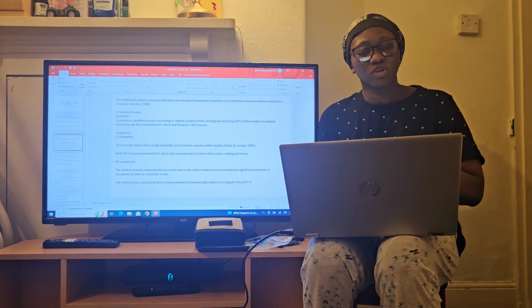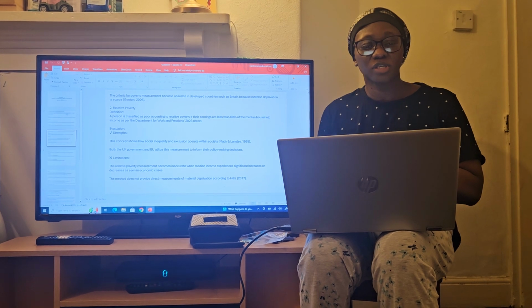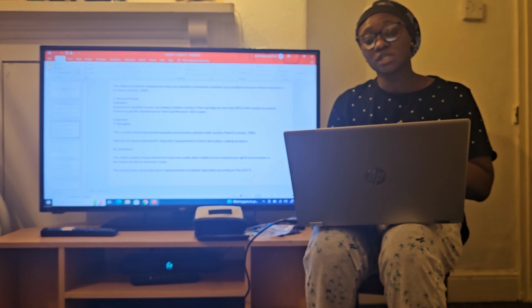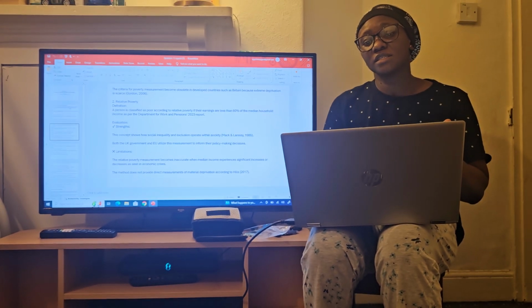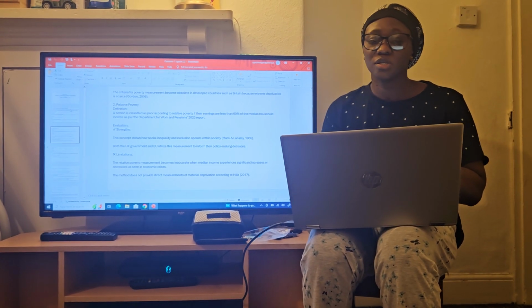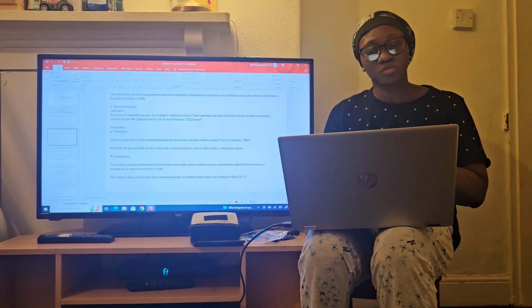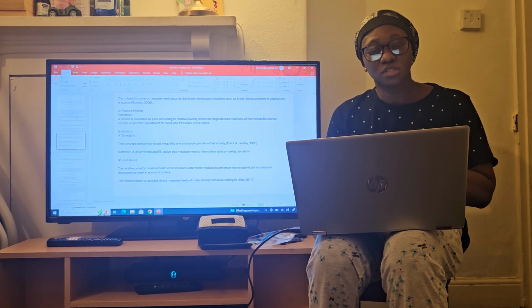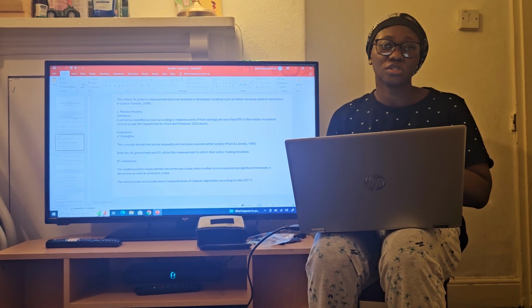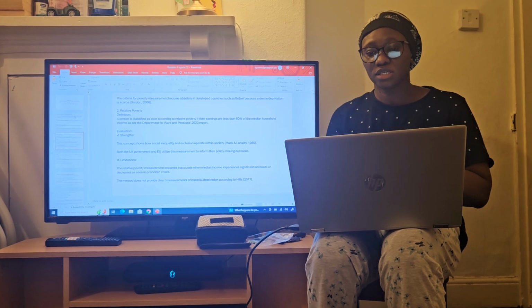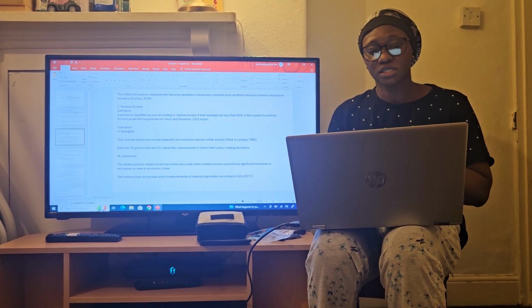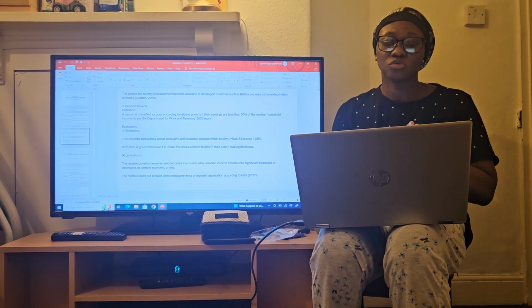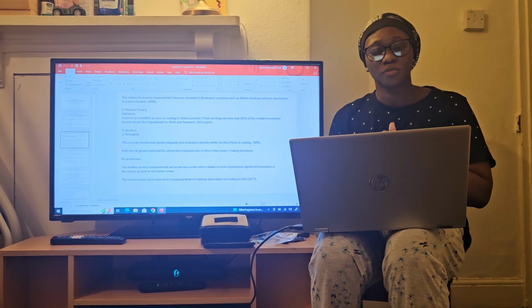Number two, relative poverty. A person is classified as being in relative poverty if their earnings are less than 60% of the median household income, as per the Department for Work and Pensions 2023 report. Evaluating the strengths: this concept shows how social inequality and exclusion operate within society, according to Mack and Lansley of 1985. Both the UK government and the European Union utilize this measurement to inform their policy-making decisions.